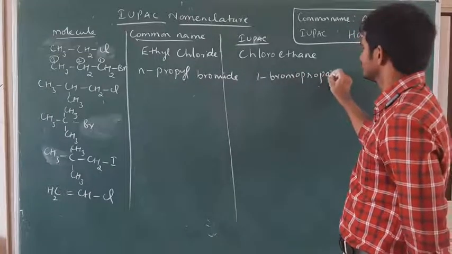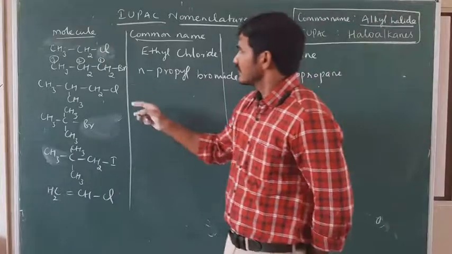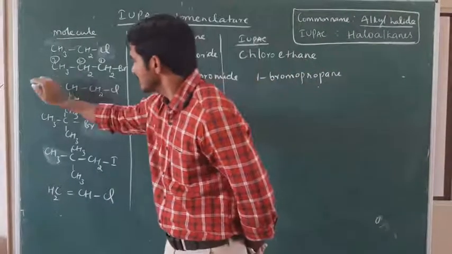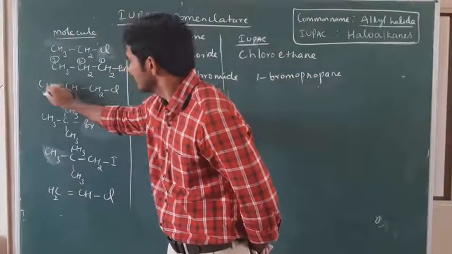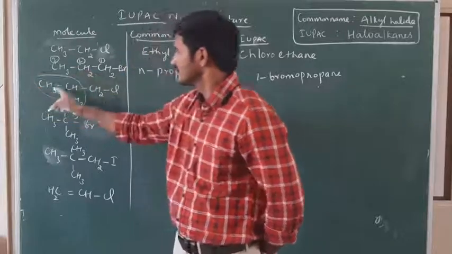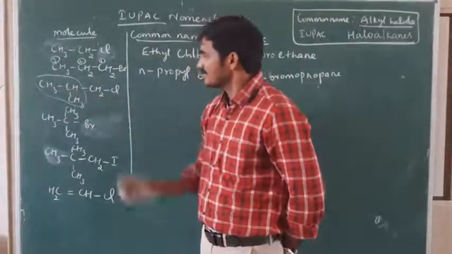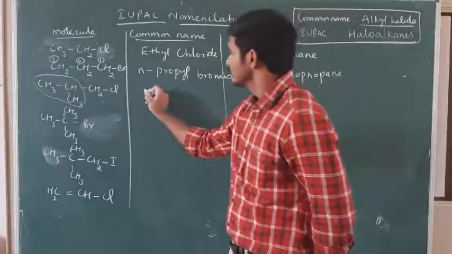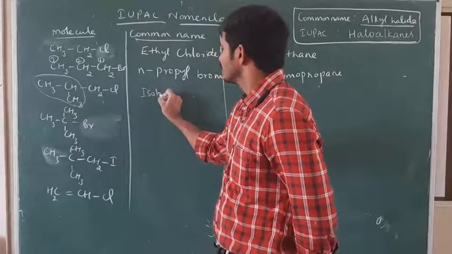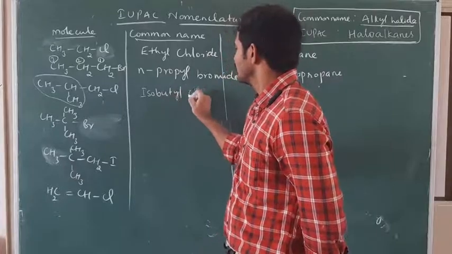1-bromopropane. So what is the common name for this? What is this term here? This term, I told you, is said to be this symbol iso. All together how many carbons are there? 4. So I write it here: isobutyl chloride.